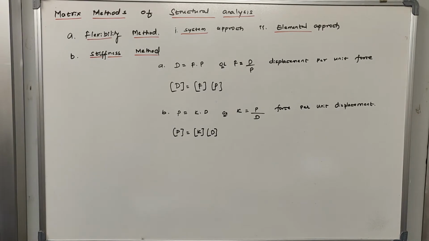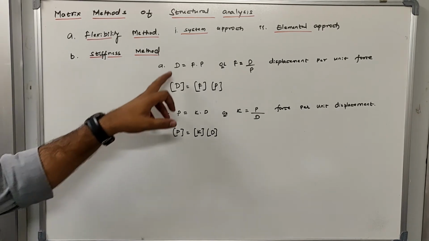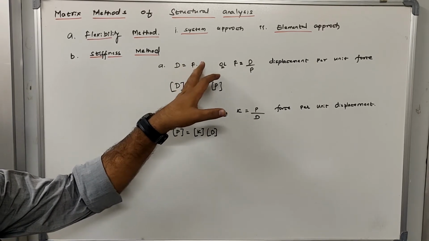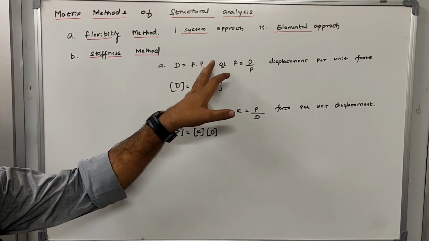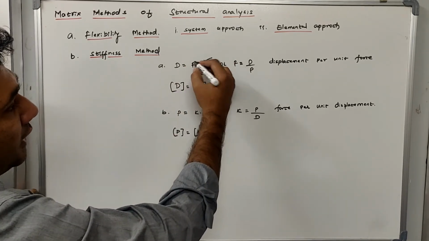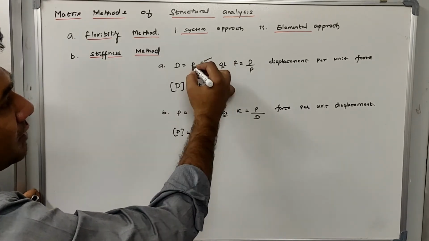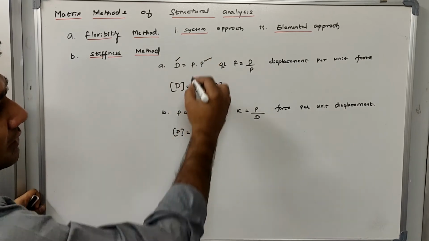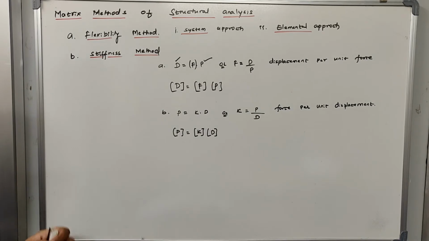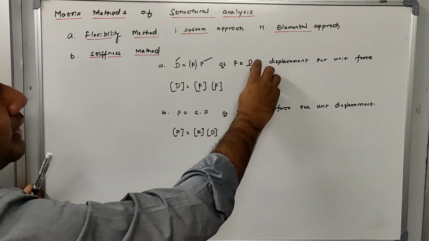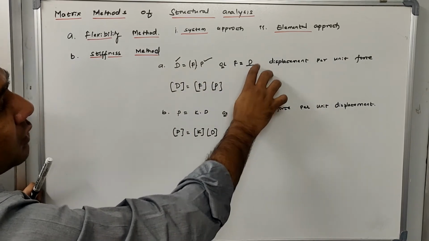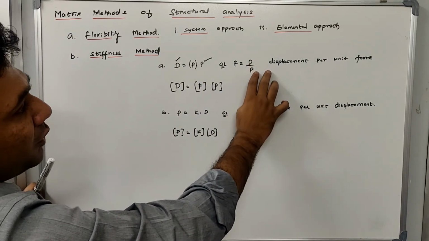To understand this, I have written here: displacement equals flexibility multiplied by P. P is representing the force, and F is representing the flexibility, D is representing the displacement. So flexibility I have to define like this: D by P. What is D? D is the displacement, P is the force. So flexibility is displacement per unit force.